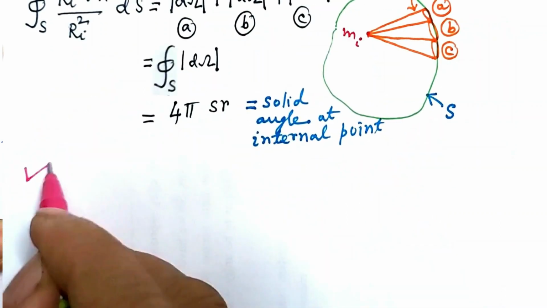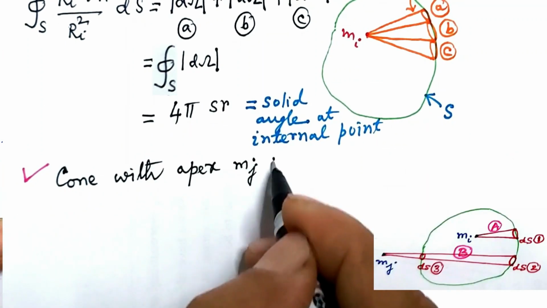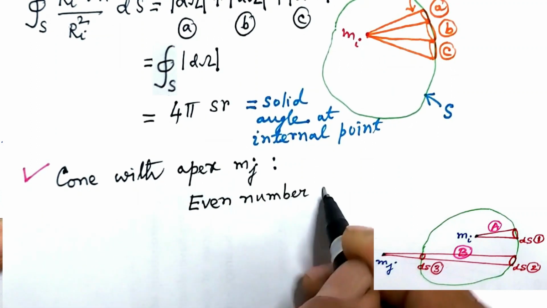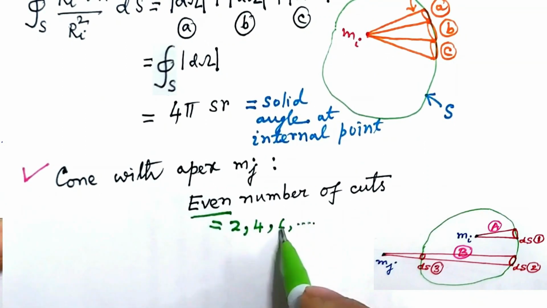Let us now talk about another type of cone, the cone with apex mj that lies outside the surface S. It makes an even number of cuts. Even means 2, 4, 6, etc., number of crosses across S. For instance, the cone labeled by the letter encircled B makes 2 cuts, one during entry at ds labeled by the number encircled 3 and another during exit at ds labeled by the number encircled 2.